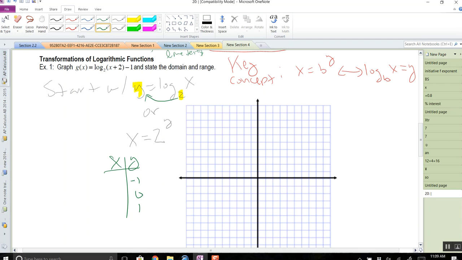Remember, they switch, right? I talked about that many times. I don't know why I didn't do that. X and Y switch. -1, 0, 1 for y. It means 1/2, 1 and 2. So you've got to plug in for y. Y is your input. Okay, that's a lot better.